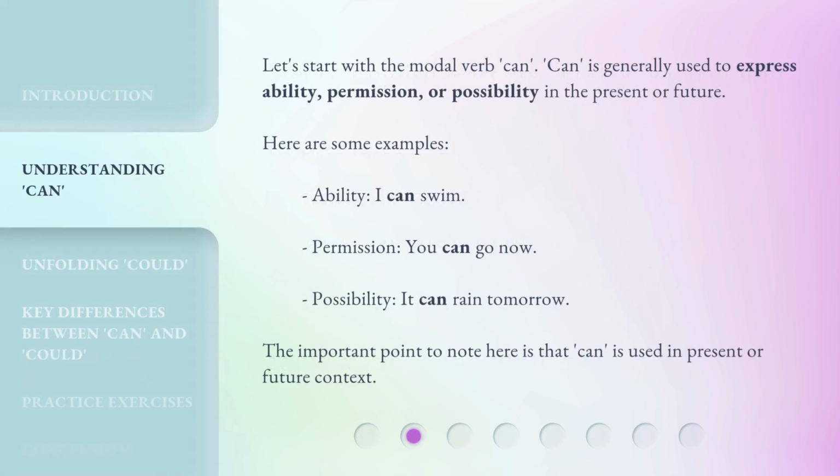Let's start with the modal verb can. Can is generally used to express ability, permission, or possibility in the present or future. Here are some examples. Ability: I can swim. Permission: you can go now. Possibility: it can rain tomorrow. The important point to note here is that can is used in present or future context.